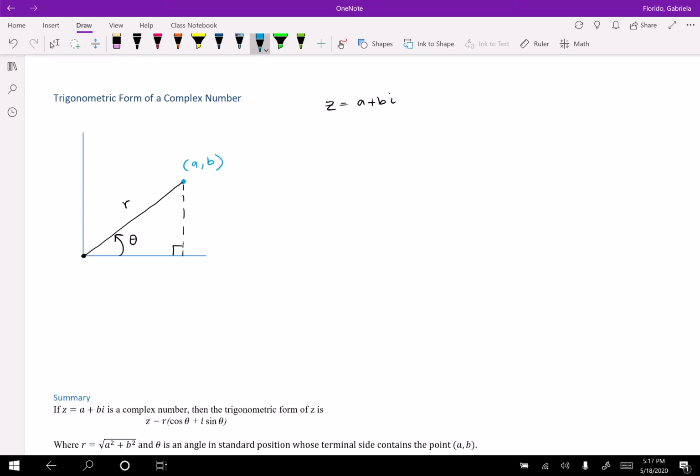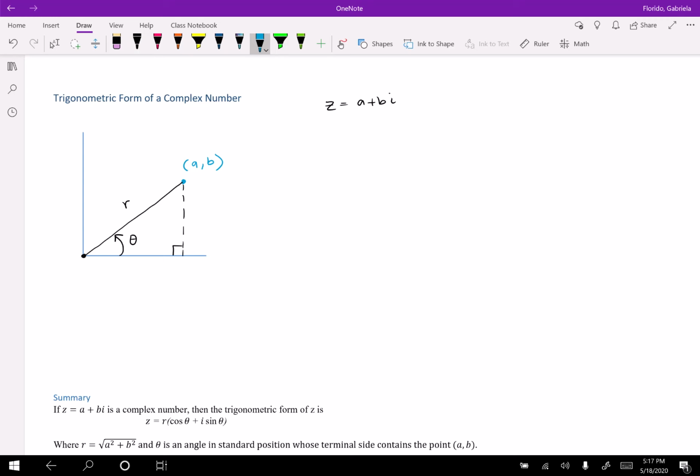We've done this a couple times in class, so hopefully this looks familiar. Let's talk a little bit about the distances here. In order for us to rewrite a plus bi in trigonometric form, we're going to have to define a in terms of r and in terms of theta, and also b in terms of r and in terms of theta.